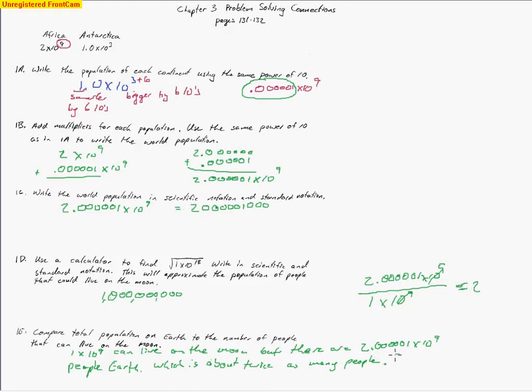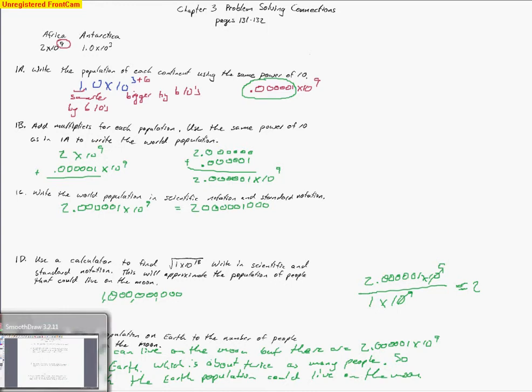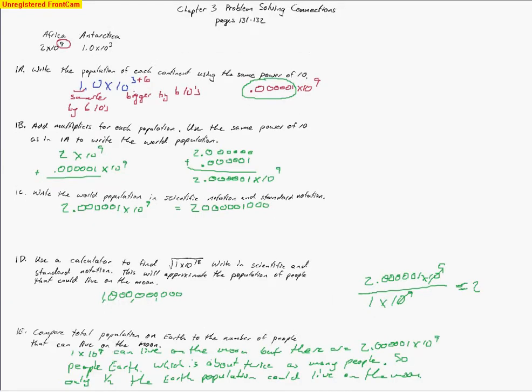And so only half the Earth's population could live on the moon. So that goes over that question. Let's take a look at the other problems.